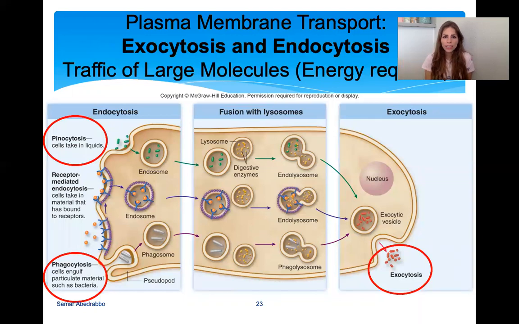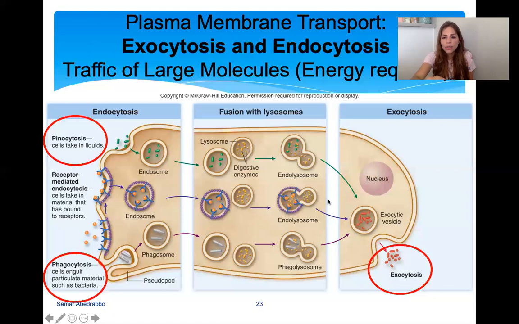And then finally, another example of transport that requires energy that we only see in eukaryotic cells and animal cells is exocytosis and endocytosis. Types of endocytosis are pinocytosis and phagocytosis. Pinocytosis is when the cell rearranges the whole cell membrane to take in a lot of liquids, and phagocytosis is when the cell membrane rearranges itself to take up particular material.